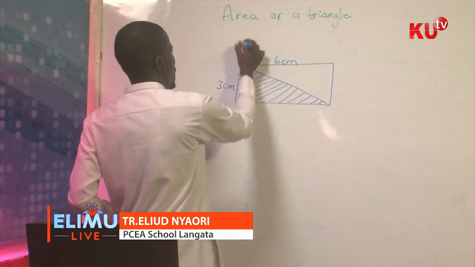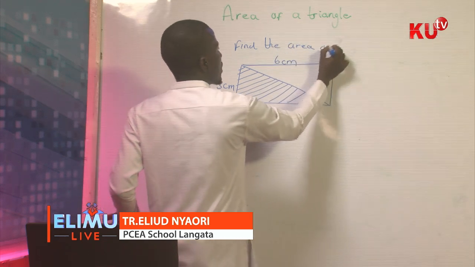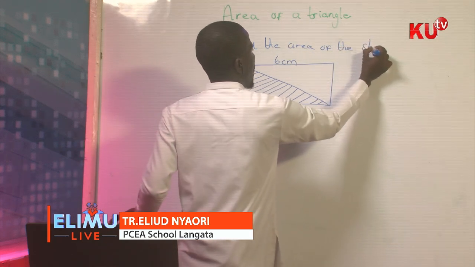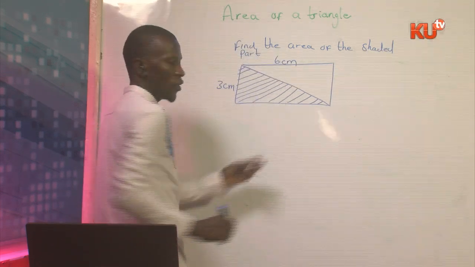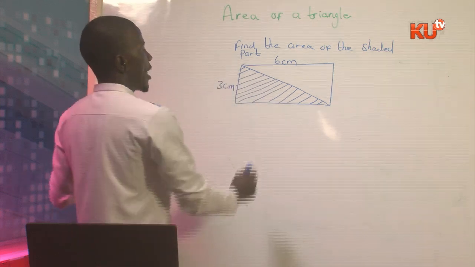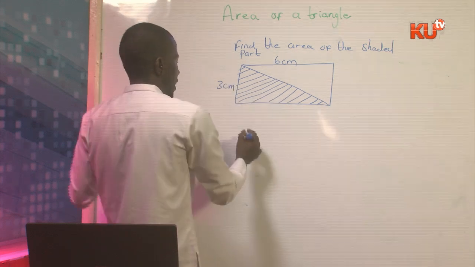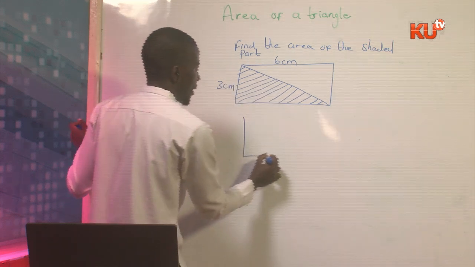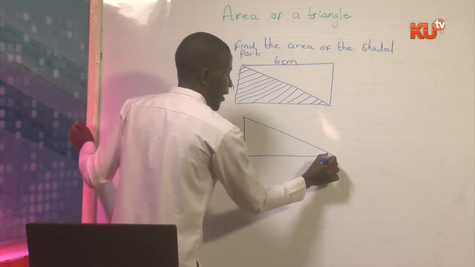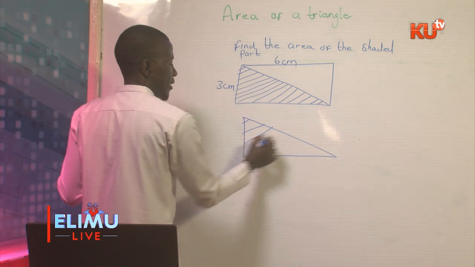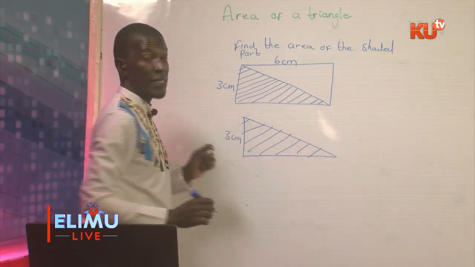So the question wants us to find the area of the shaded part. So this is the shaded part. Now, if you look at the shaded part, if you try to split it from the triangle, it will form something like this. If you try to split it from the rectangle, it will be something like this. So this is the shaded part. If you look at this shaded part, it is in form of a triangle.